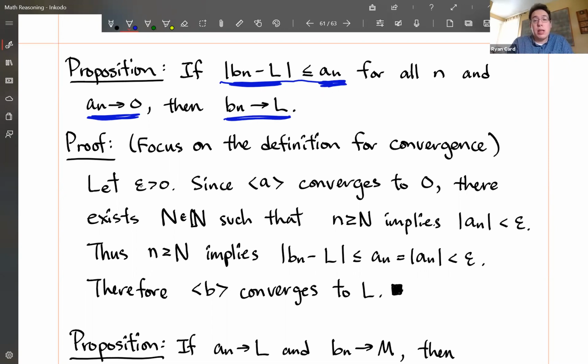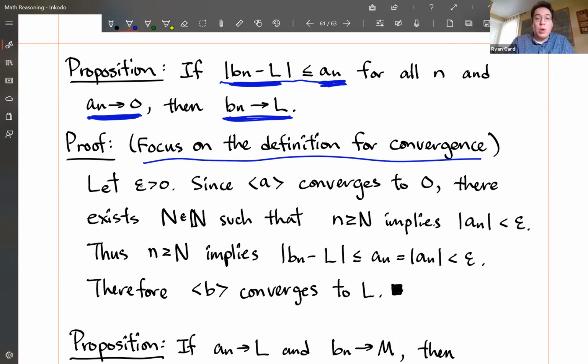So this is a statement involving two different sequences, AN and BN. You already know what AN is approaching. AN is approaching 0. That's given to us. And then we're supposed to show that the limit of BN is equal to L, right? So we're going to use the definition of the limit twice, once for AN approaching 0 and once for BN approaching L. So I even wrote it out here. So focus on the definition of the convergence, okay?